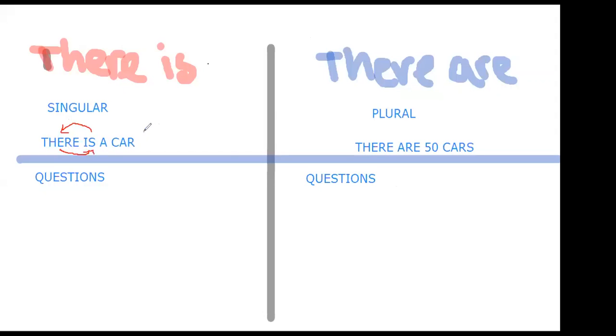And we have to add a question mark. And that's all. Example, is there a car? Is there a car? Yes, good, Merly. Is there a car? And that's all. Is there a car? Now there are 2 cars. The same. We have to switch. Are there 2 cars? Are there 50 cars?